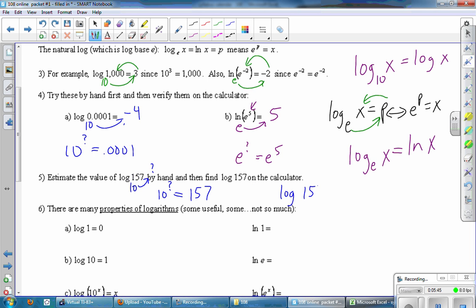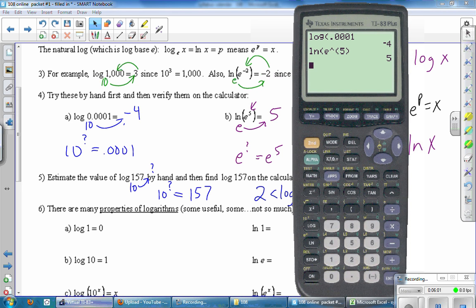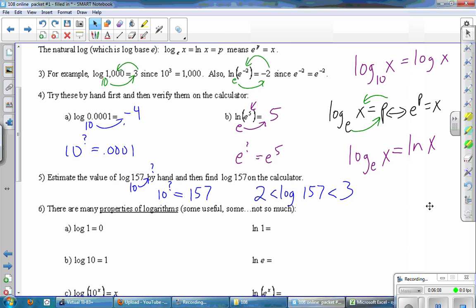Okay, so hopefully we figured out that log 157 is definitely between, let's see, if it were 10 to the second power, that would be 100. That's too small. But 10 cubed is 1,000. That's way too big. So it's going to be between 2 and 3, probably closer to 2. So the calculator can handle this one as well. So we type in log of 157, and we should get 2 point something, about 2.2.